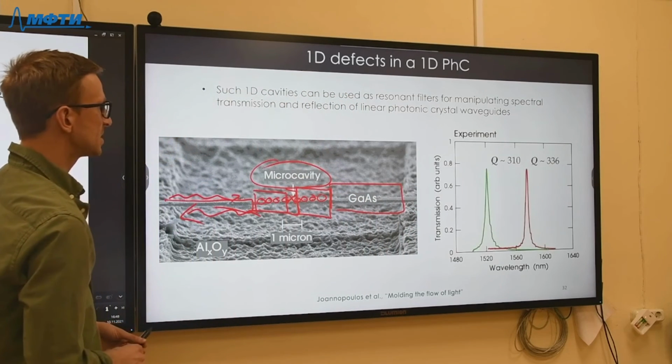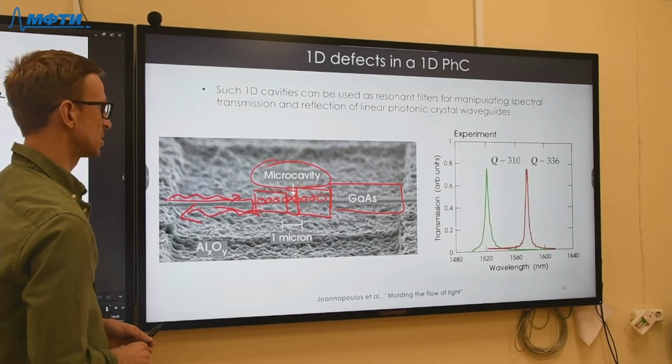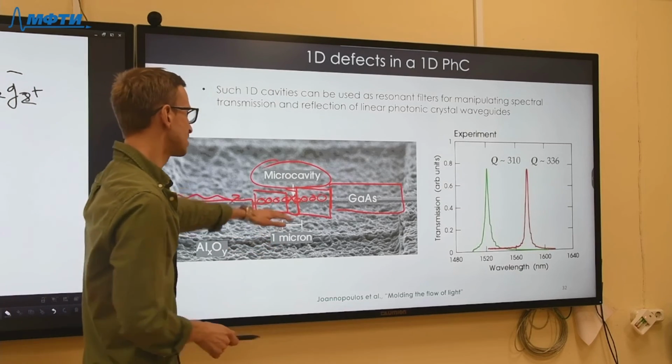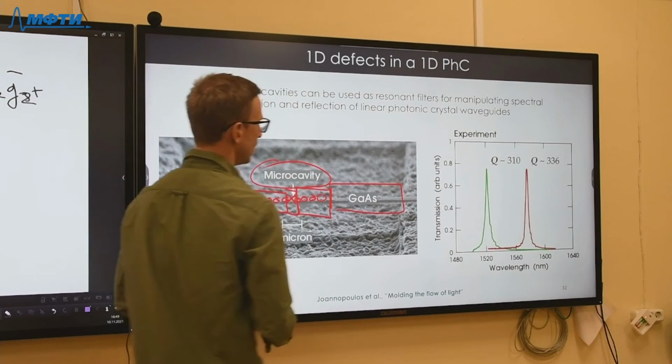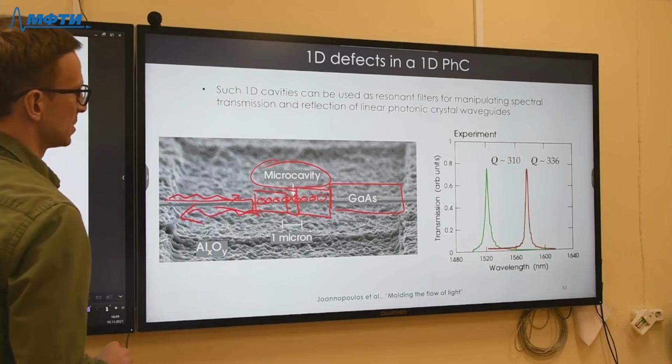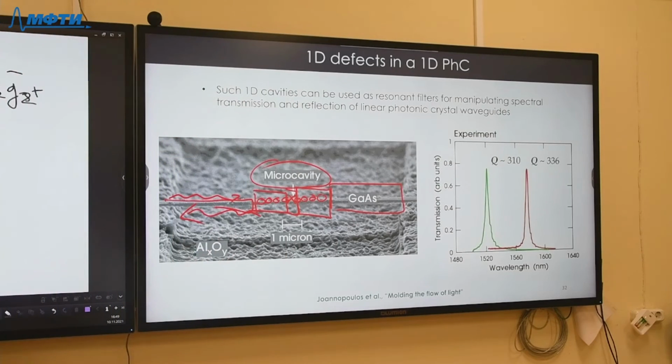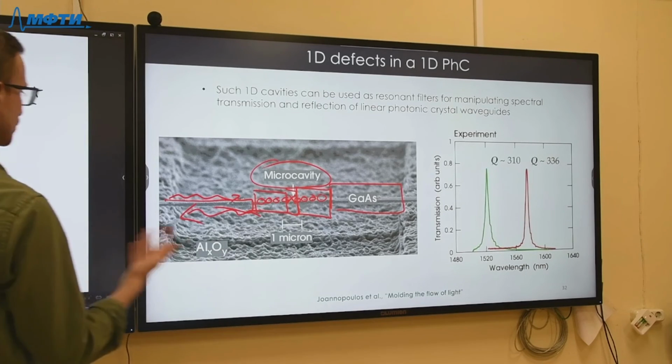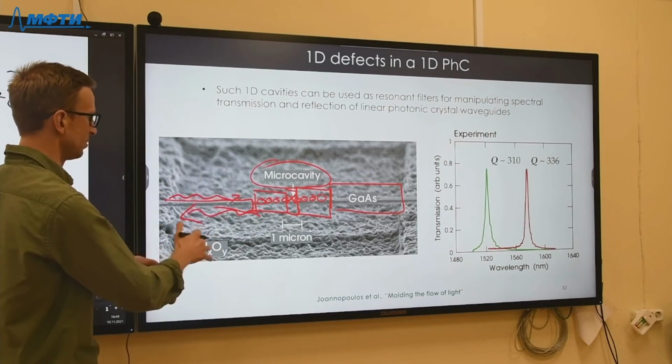And these are the experimentally measured transmissions. You can see that at the resonance, you have a maximal, near unity transmission with very high Q factors, and that allows us to make different kinds of filters on the waveguide. Some resonant filters for transmission and reflection. We can implement them inside the waveguide.